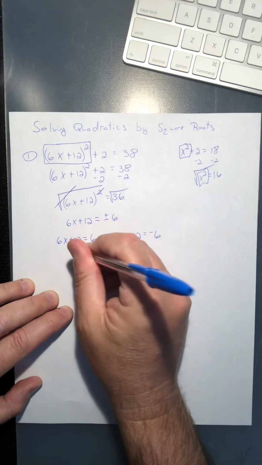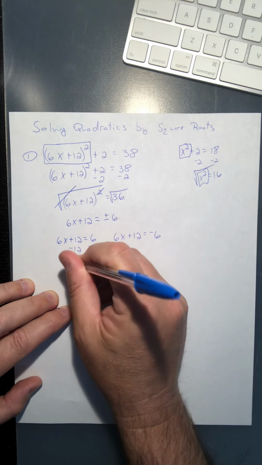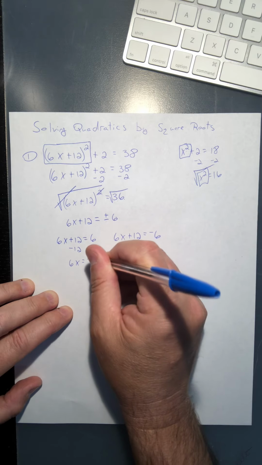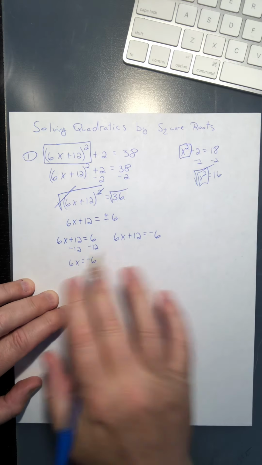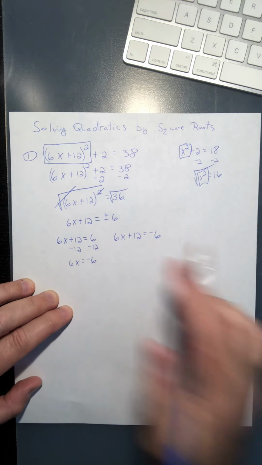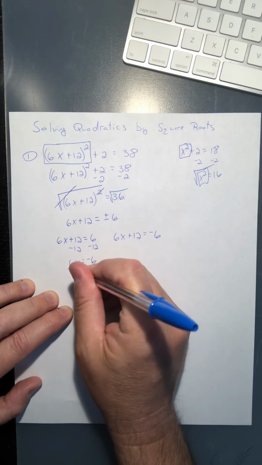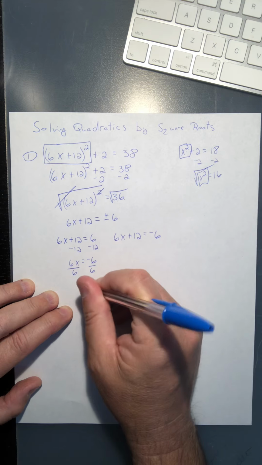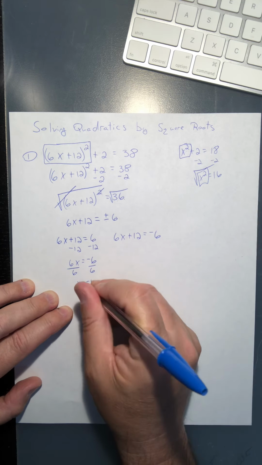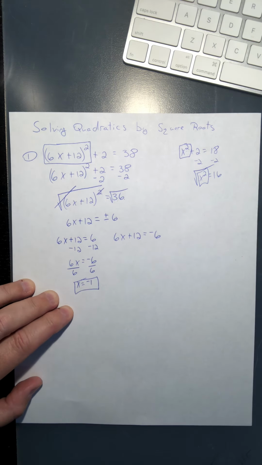We're going to subtract 12 from both sides. Equals negative 6. It's a 2-step equation that we're going to have to do twice because there's 2 of them, but they are both still 2-step equations. I'm going to divide by 6. x equals negative 1. There's one of my answers.